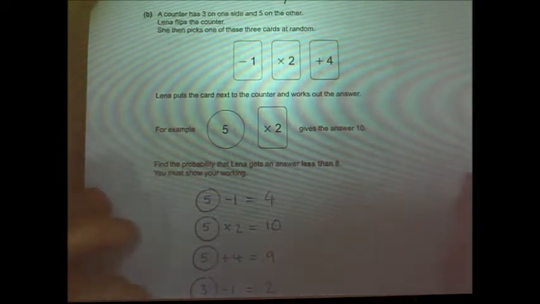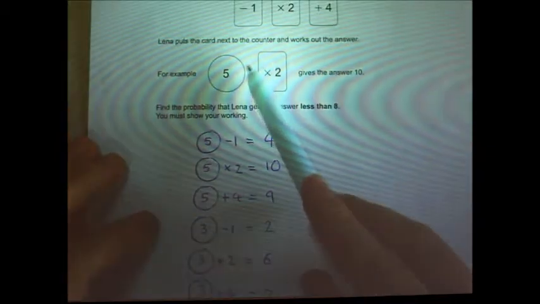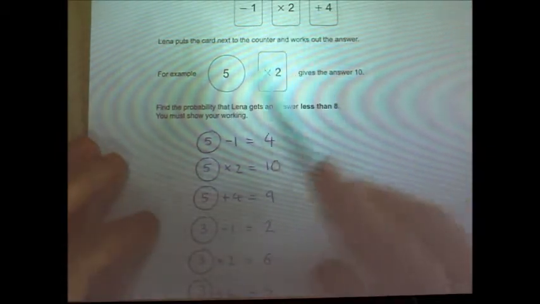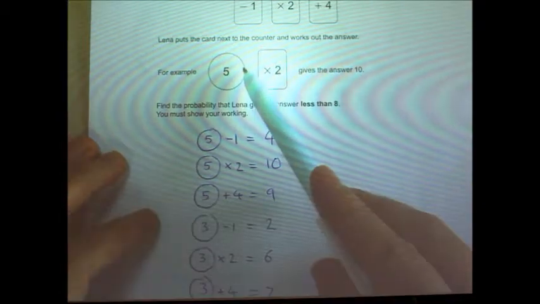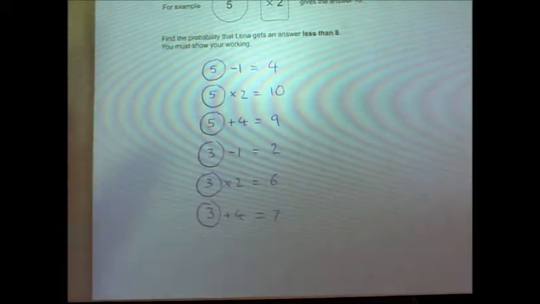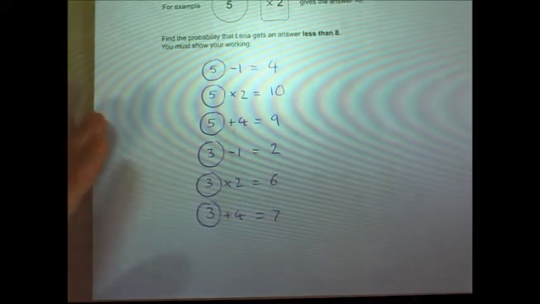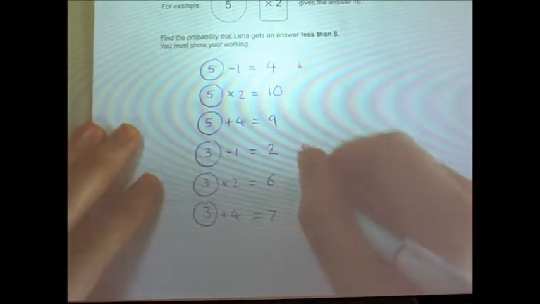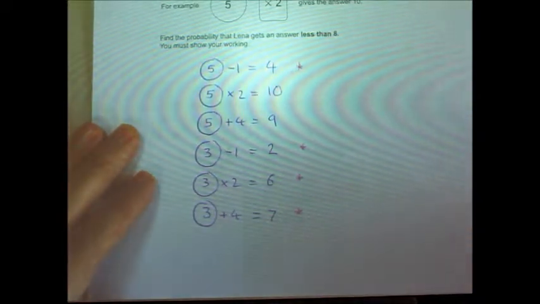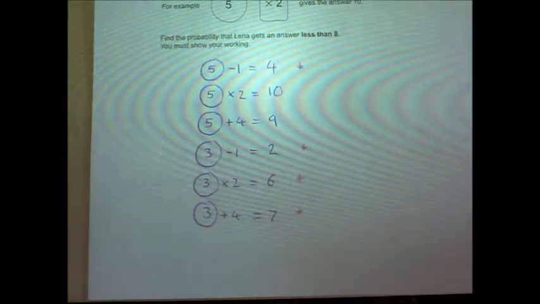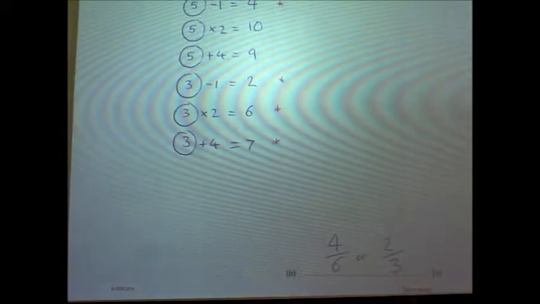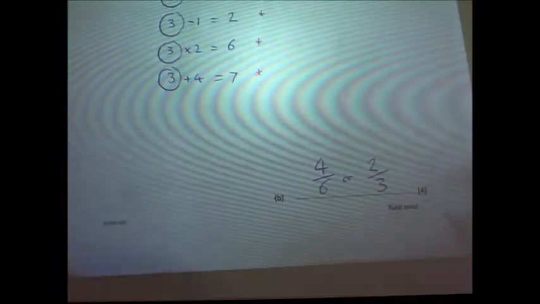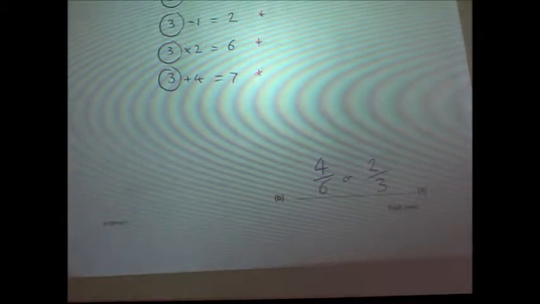So what this is on about is showing every single outcome she could have. I've done a 5 minus 1, a 5 times 2, and a 5 add 4. Then I've done a 3 minus 1, 3 times 2, and a 3 add 4. You can see them all there, and I've worked them out. Now the question is, what's the probability she'll have an answer less than 8? So it's that one, that one, that one, and that one. That is 4 out of the 6. So the answer is 4/6 or 2/3, because you could simplify it. But 4/6 will be fine because it does not ask you to simplify your answer.